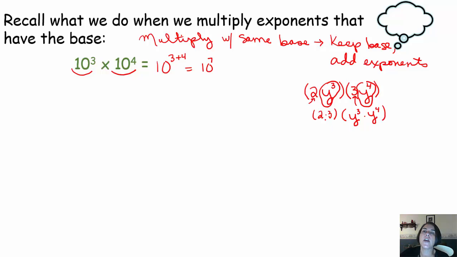Hopefully you remember this from our exponent unit. Then we'd say 2 times 3 is 6. Y to the third times y to the fourth. I keep my base of y. Then I add my exponents, 3 plus 4. And I get 6y to the seventh. That's just a quick review from our exponent unit, how we handled multiplying exponents with the same base.